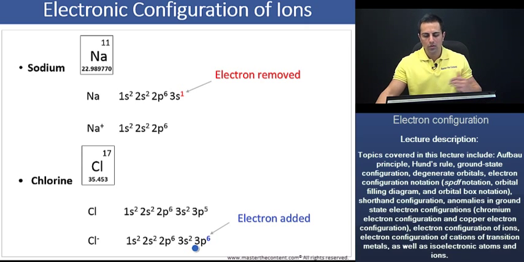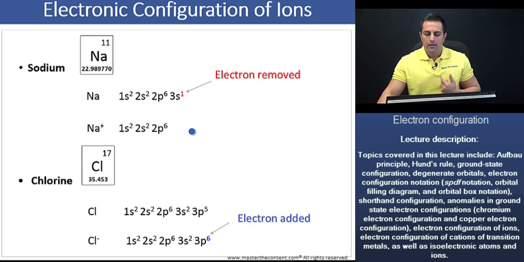Now, we can make a more general statement and say that main group metals, such as sodium, are going to have their electron removed from the highest energy occupied orbital, whereas non-metals such as chlorine have an electron added to the lowest energy unoccupied orbital. So the electron being removed comes from the highest energy occupied orbital. Electron being added goes into the lowest energy unoccupied orbital, as we see here.